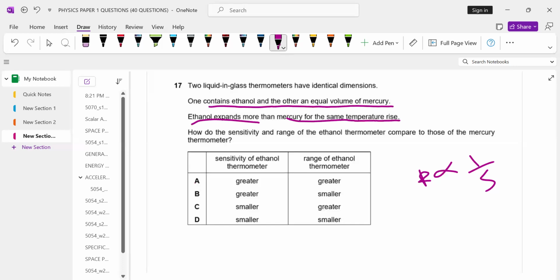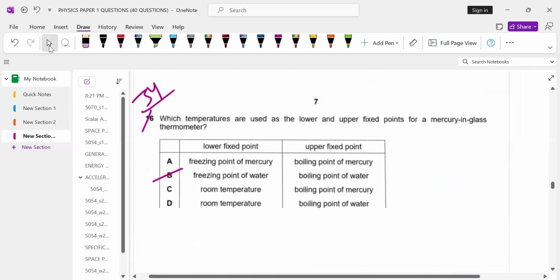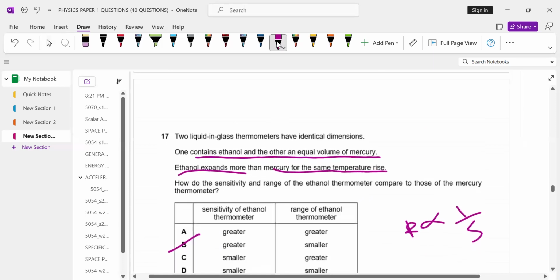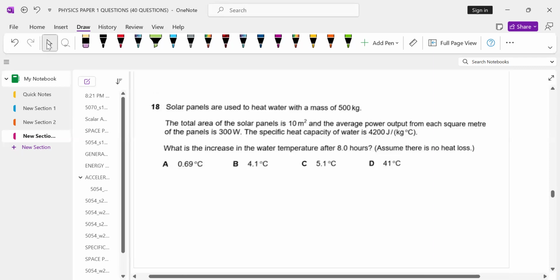For the sensitivity of ethanol, the ethanol expands more and the sensitivity increases. When the sensitivity increases, the range decreases. So option B is correct for question number 35. Let's move towards question number 36.